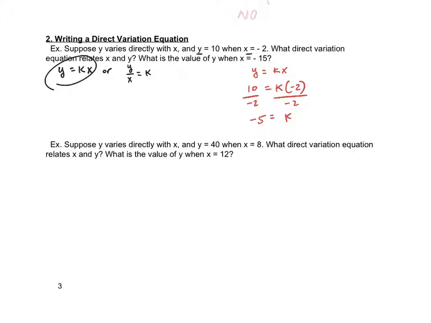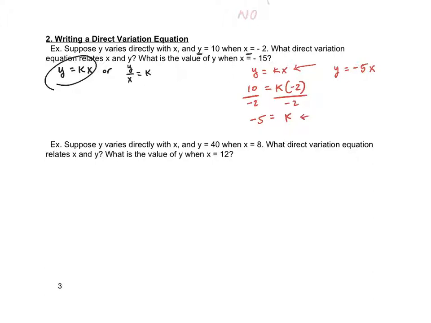And k is my constant of variation. So I found my constant of variation, and it says, what direct variation equation relates x and y? Well, this is my equation, and now I have an unknown of k. Well, I've just found what k is equal to, so I just substitute it back in. y is equal to negative 5x, and that is my equation which relates y varies directly with x, and the constant of variation is negative 5.